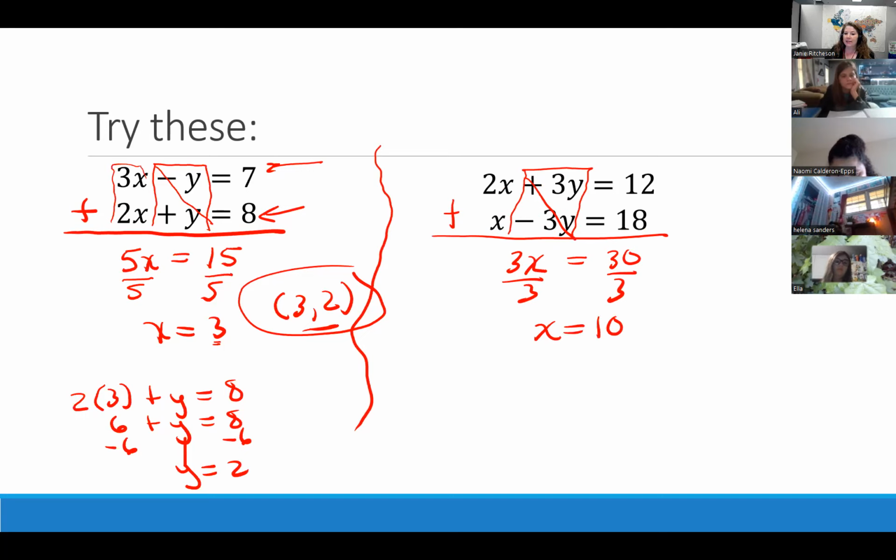All right, and then to solve for y, I'm going to plug in either one of them, it doesn't matter. So if x is 10, I'm going to use the second one. X is 10, minus 3y equals 18.